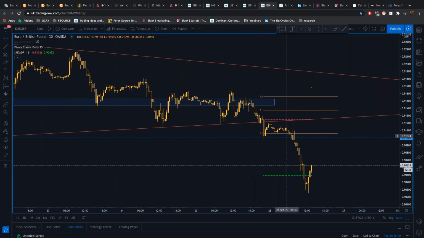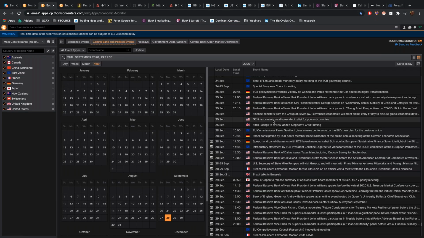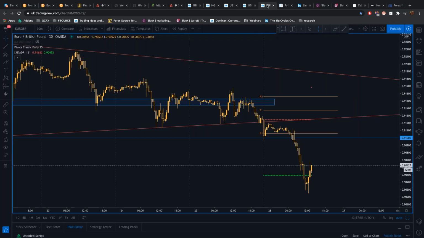Now, we also have ECB President Lagarde speaking later this afternoon. So if we just go over here, you can see that Lagarde is speaking. Let's just have a look. At 2:45, so that is 1:45 GMT time. So in 1 hour and about 10 minutes, Christine Lagarde will be speaking. Now, this is what I'm looking for.